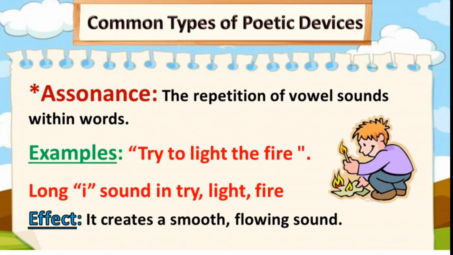Now, as we saw in alliteration, the repetition of consonant sounds was at the beginning of the words. But in assonance, we can see the repetition of vowel sounds within the words. Now, let us see through the example: Try to light the fire. It creates a smooth and flowing sound in the poem.